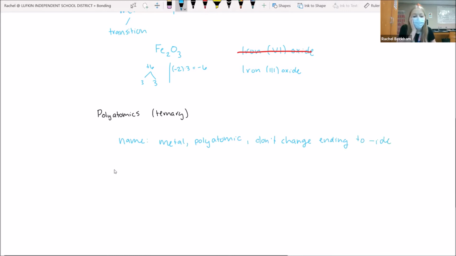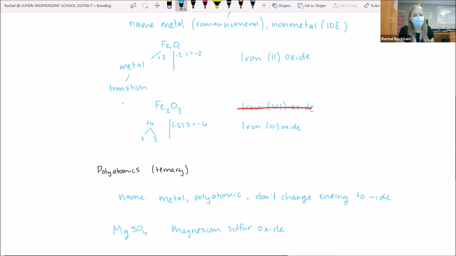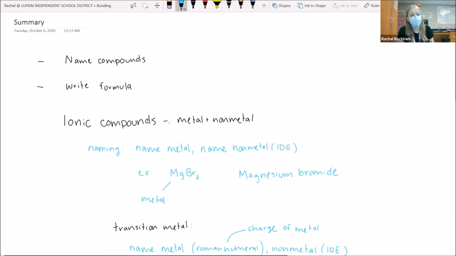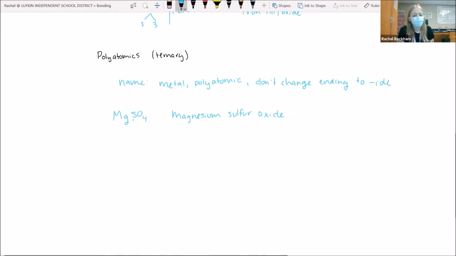Okay, so let's say that you have MgSO4 and I ask you to name it. First of all, you might be tempted to write magnesium sulfur oxide. That would be incorrect. This is what you should not have, because whenever it's just two elements, the compound is called binary. So far we've been dealing with binary compounds. 1, 2, 1, 2, 1, 2, right? But now we've got Mg, S, and O.